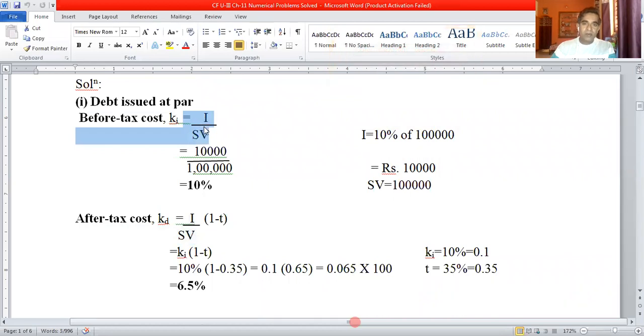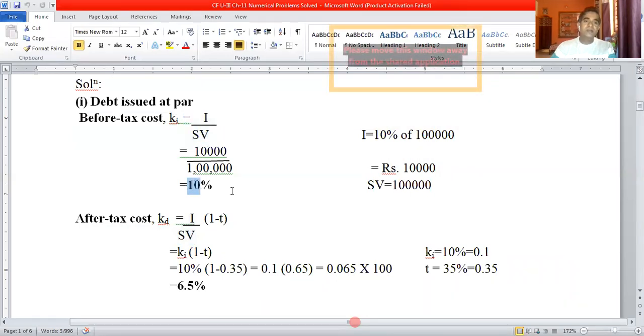And KI, we have already calculated. KI is 10%, isn't it? So we also have I divided by SV. The value of I divided by SV, you need not calculate it once again. It is already calculated above. So it is 10%. So I can rewrite the equation as Ki into 1 minus T. So Ki is 10% into 1 minus 0.35.